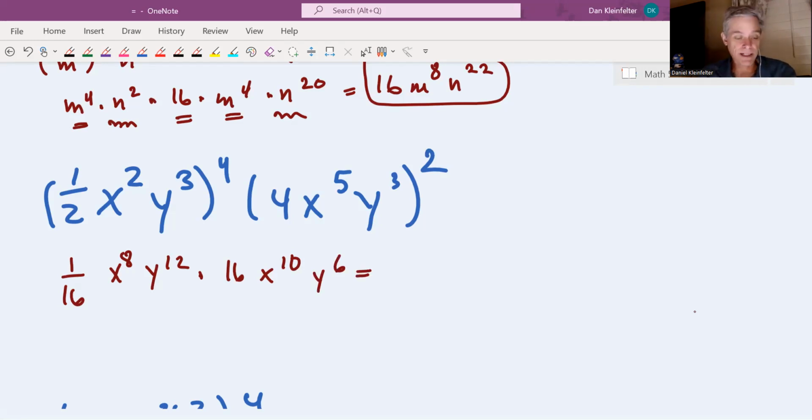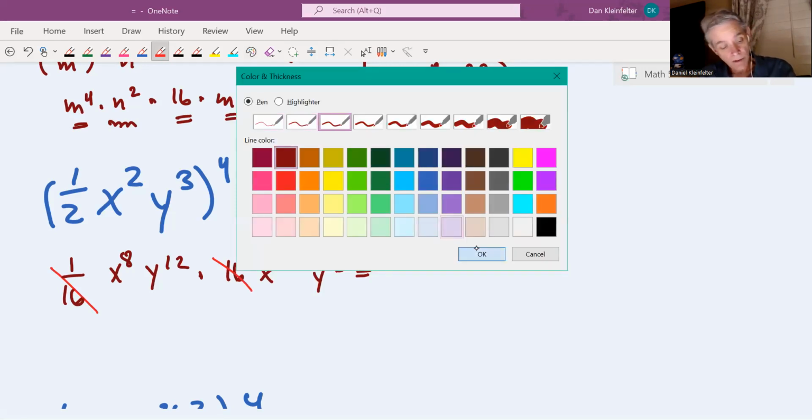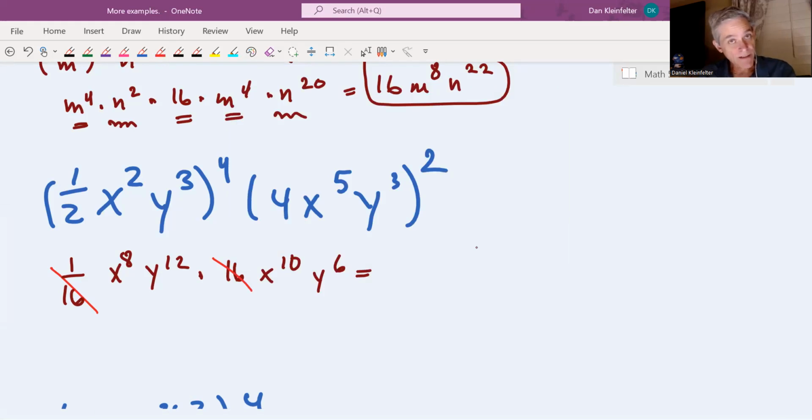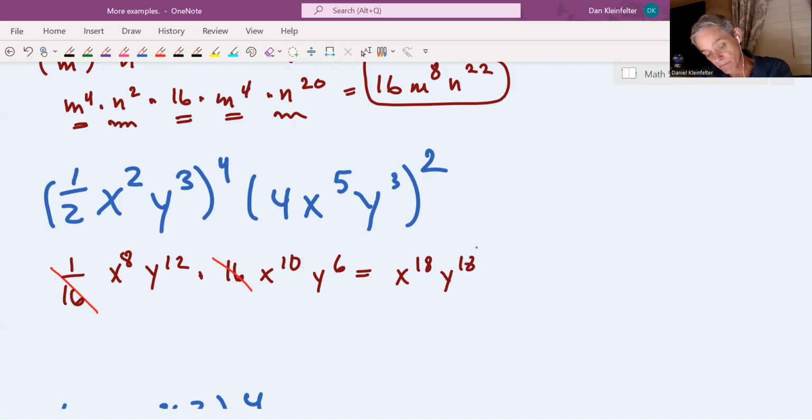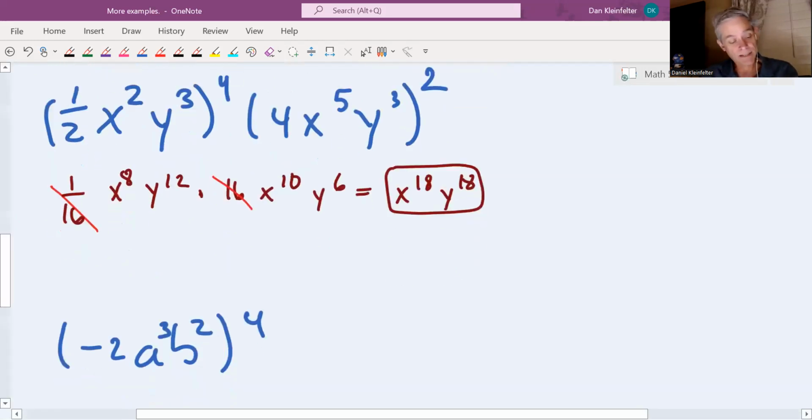Okay, taking a little break. 1/16 times 16, those guys will multiply to equal 1. So those are gone. Okay, so then in x's, we have x to the 8th times x to the 10th. That will give us x to the 18th. And then in y's, we'll have 12 and 6. That's also 18. That's interesting. Okay, that will do that.